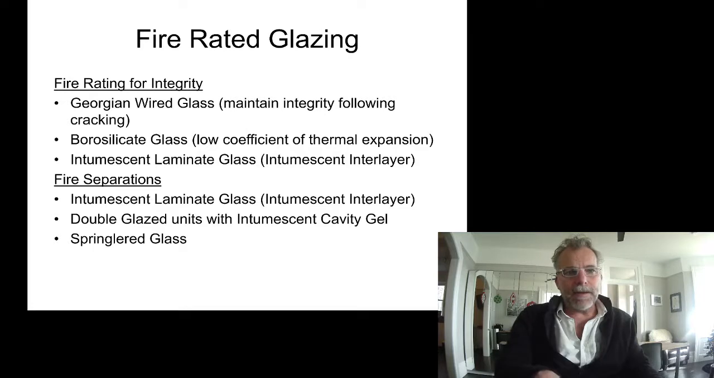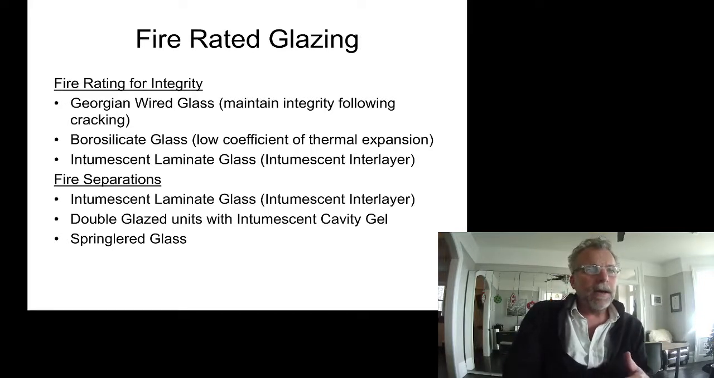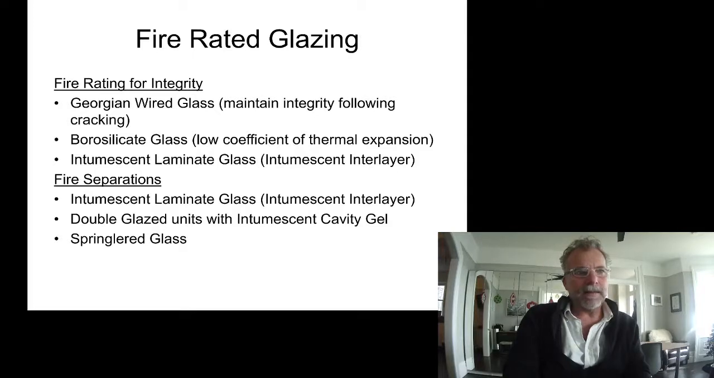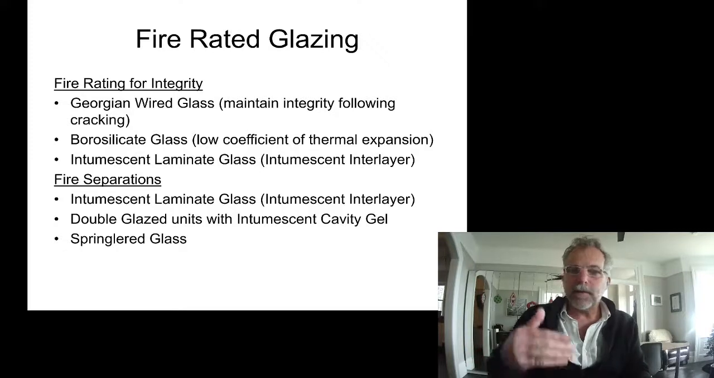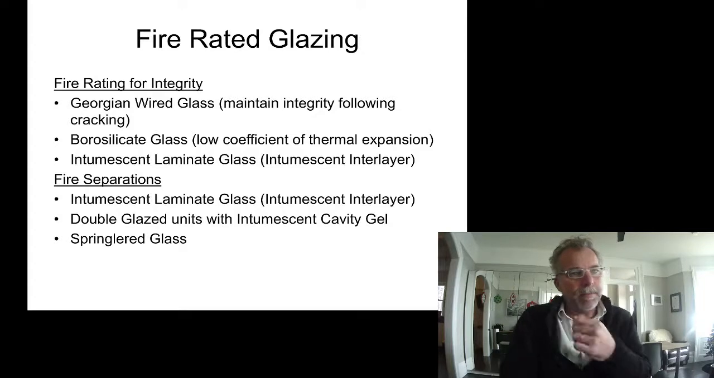You can have intumescent laminate glass. So that interlayer can intumesce like intumescent paint, which means that it swells up, foams up, and becomes an insulator. In fire separations, you can use this intumescent laminate glass. You can use an intumescent cavity gel in a double glazed unit. Or what is most commonly done is the glass is sprinkled. So if you have a constant deluge of water, even with fire on one side, the glass won't heat up enough to fail. And you can have a fire-rated glazed partition.